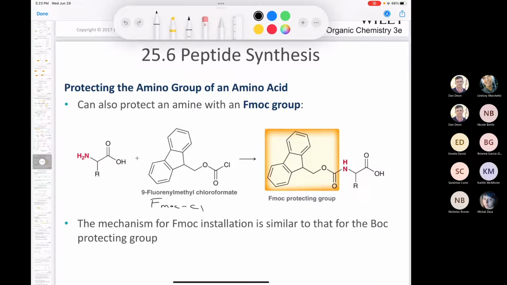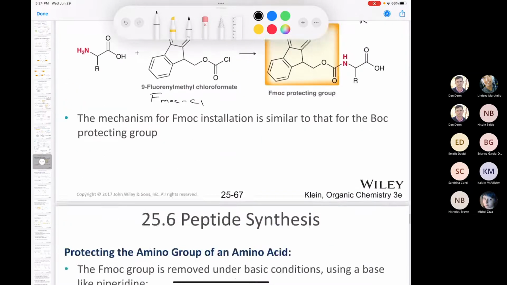You would react the amino group on your amino acid with FMOC chloride, 9-fluorenylmethyl chloroformate, and you add the FMOC protecting group. So instead of writing all of this every time, you can just write, for example, with this one, I'll write it the exact same way: you have your nitrogen and hydrogen, and then you can just write FMOC, and everybody will know what you're talking about. It says here the installation for the FMOC is very similar to that for the BOC in terms of its mechanism.